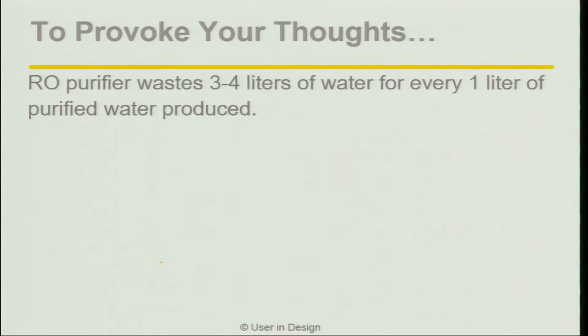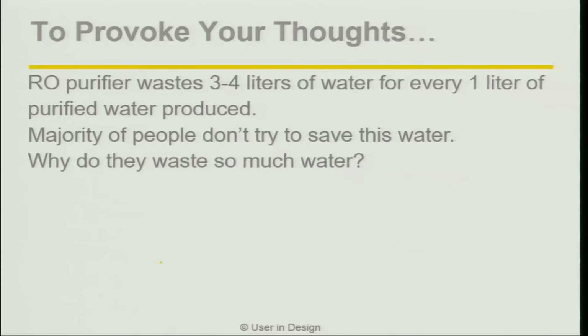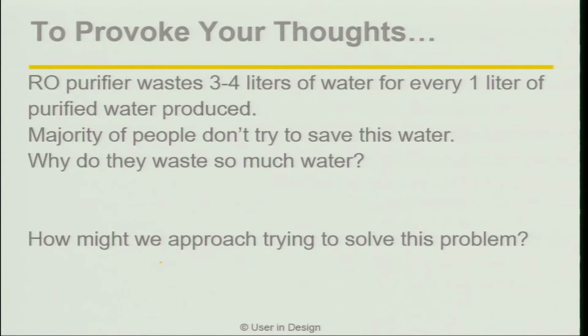The RO purifier wastes 3 to 4 liters of water for every 1 liter of purified water that it produces. Now, the majority of people don't try to save this water. It's just running down the drain. Why do they waste so much water? Why are they not doing something about it? So how might we approach trying to solve this problem?